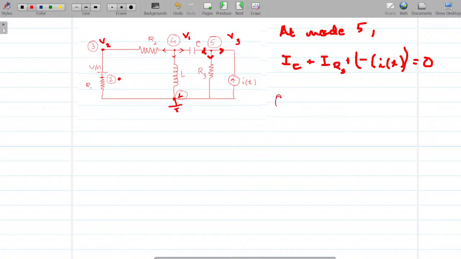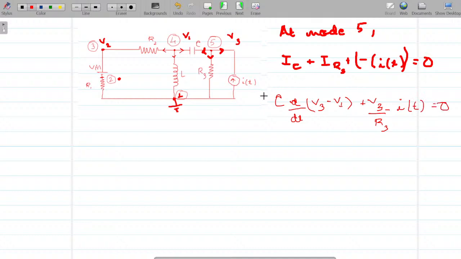So it would be C dV/dt, and again now we're at node 5. Now we are at node 5, so we will write again, leaving currents is the key. So V3 minus V1, this time we're talking about leaving current from this node, plus V3 upon R3, minus I of t is equal to 0.